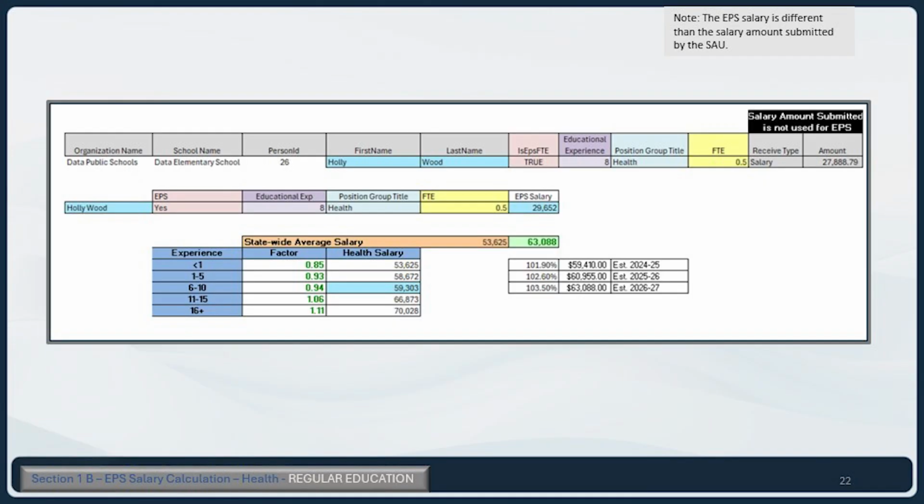For health, it's the same. I wanted to point out here that for this health position, it's reported that they only work a 0.5 FTE. So you can see the calculation here is that 0.5 times the salary down in the chart, and that gives you the EPS salary amount.